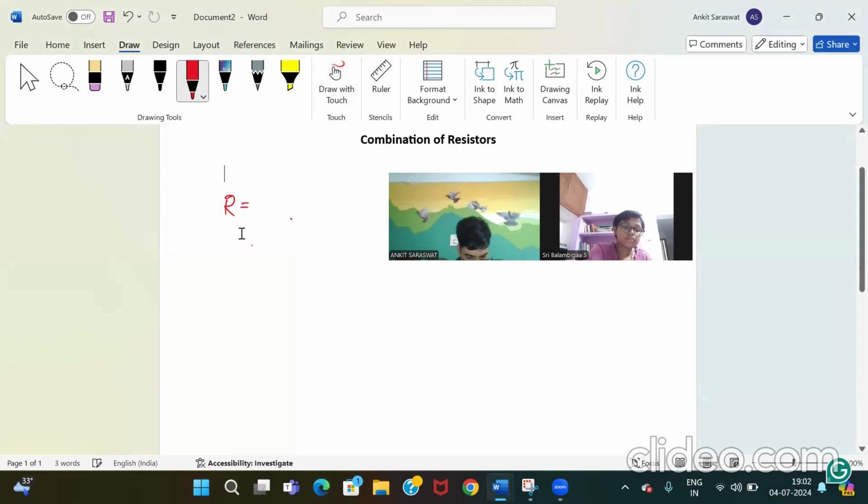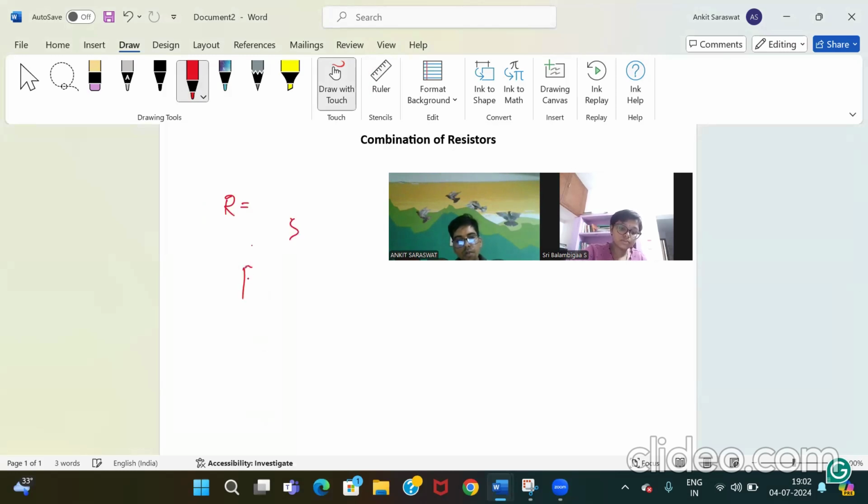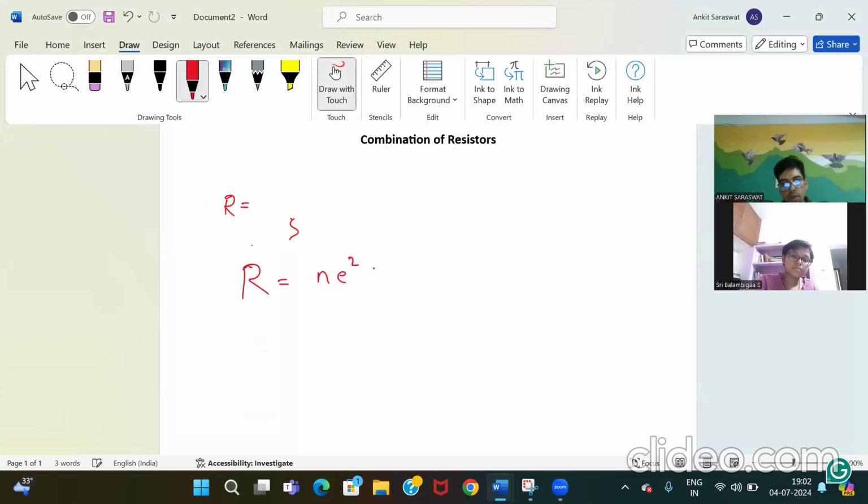R is equal to n square tau A by ml. This is the value of resistance. Clear? Yes, sir.